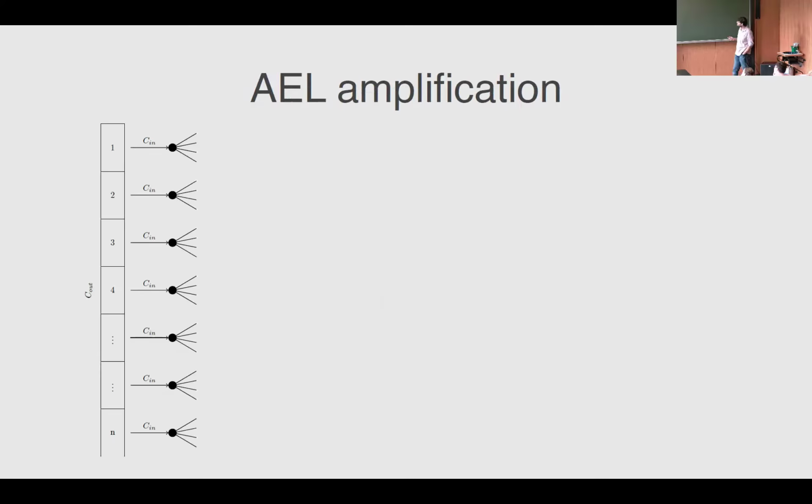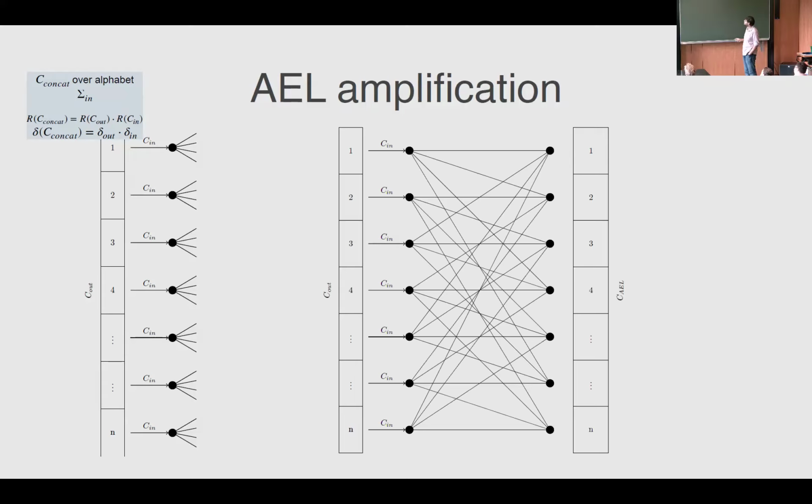What does this amplification scheme look like? Let's quickly recap what concatenated code constructions look like. Let's say we have an outer code. The concatenated construction just looks at each coordinate of an outer code and further encodes it using an inner code. And for concatenated codes, we know that the final rate and distance are both just the product of the corresponding rates and distances. The AEL construction is a twist on top of this, where we first do the concatenation until we get something as a concatenated code.